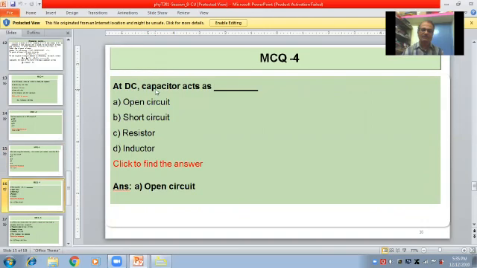And at DC, a capacitor acts as an open circuit. Another interesting property of the capacitor is that it does not allow direct current to flow through it. It only allows AC current to flow through it. This property of the capacitor is used in filter circuits to filter out the AC component and only allow the DC component to pass through the load. That is one advantage of the capacitor.